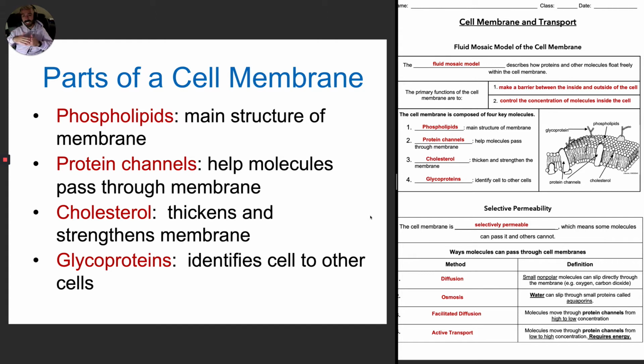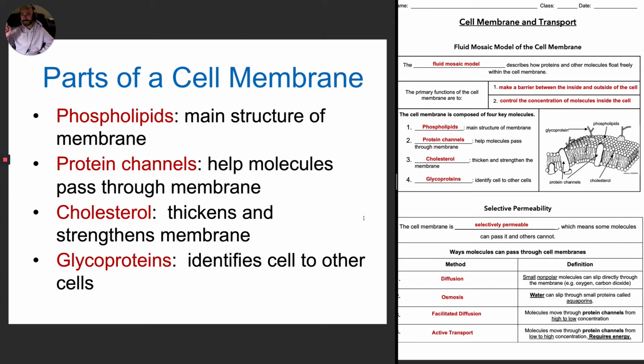And then the inner portion of it are the nonpolar hydrophobic tails, and that's what keeps things from passing through. Those are phospholipids. Second are protein channels. And so these help molecules pass through the membrane.